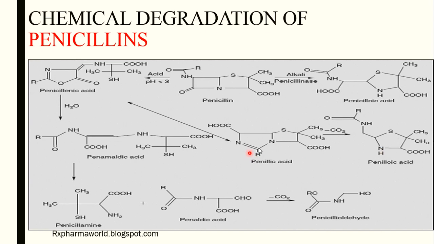In this penilloic structure, no imidazoline ring is present. It contains a thiazolidine ring. In the thiazolidine ring, at the first position, and at the second position two methyl groups are present. At the third position a carboxylic acid group is present. This is the structure of penilloic acid. This is the chemical degradation of penicillins. If you practice one or two times, then it will be easier for you to write in the exam. This is one of the important questions in medicinal chemistry exams.